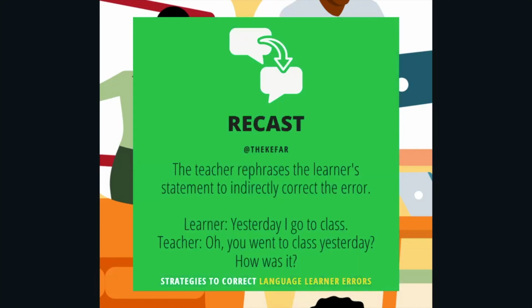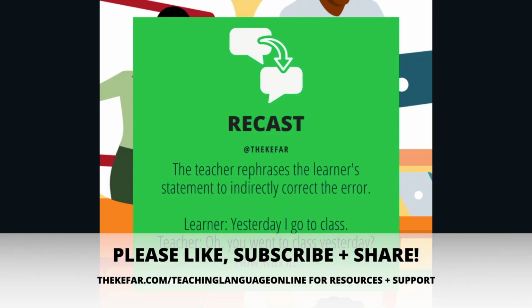The next strategy is recasting. And when you recast, you rephrase what the learner says. And in rephrasing it, you are stating it correctly. So the learner says, yesterday I go to class, and you say, oh, you went to class yesterday, or yesterday you went to class. How was it? Or you may ask another question. And so with recasting, you may find that it works really well with some students or really well in certain classes. And in other classes, they need something that's a little bit more direct, because if you rephrase the statement correctly, some students may not actually pick up on the difference between what you said and what they said. And so they won't actually learn from that error or recognize that they made an error at all.